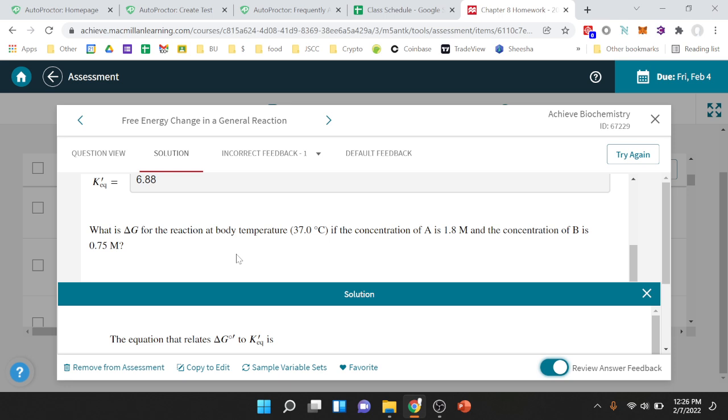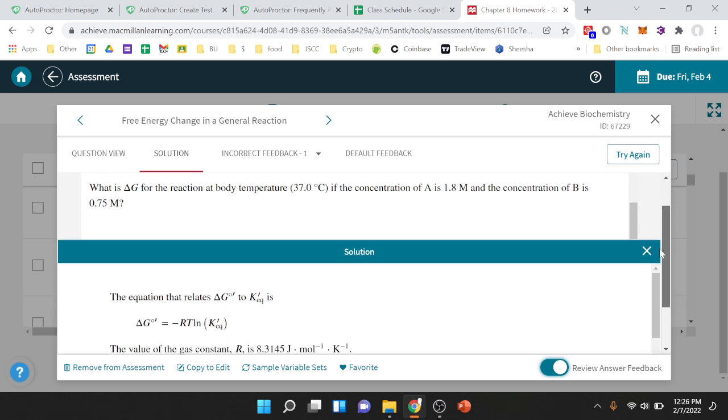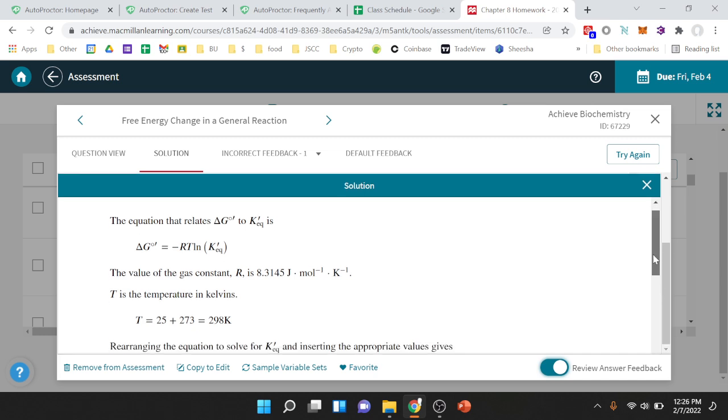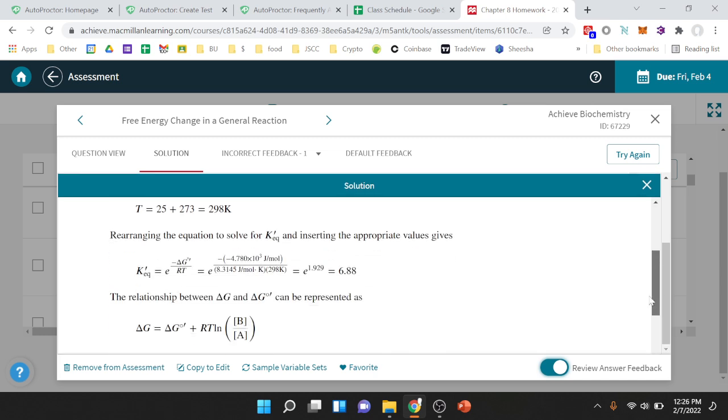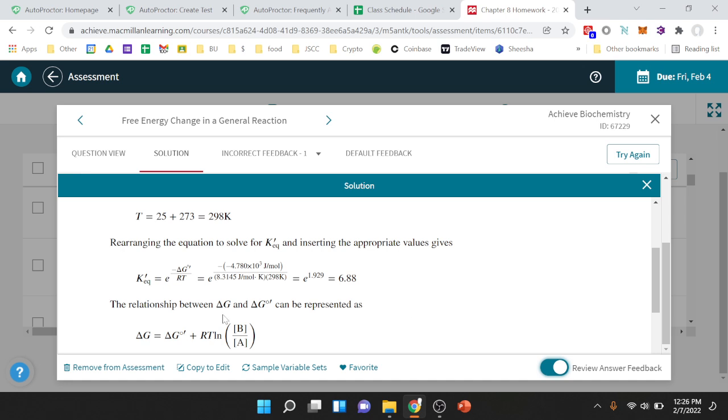So what is the delta G for the reaction at body temperature? If the concentration of A is 1.8 and the concentration of B is 0.75. Uh-oh. Oh my goodness. What's going on there? So we pretty much use that same formula again, right? But all of a sudden now, we have to use what that formula was derived from, right? So does anybody remember why that formula didn't have a delta G, it just had a delta G naught?